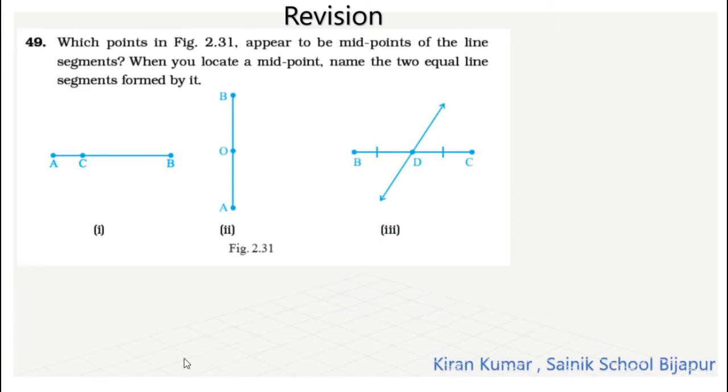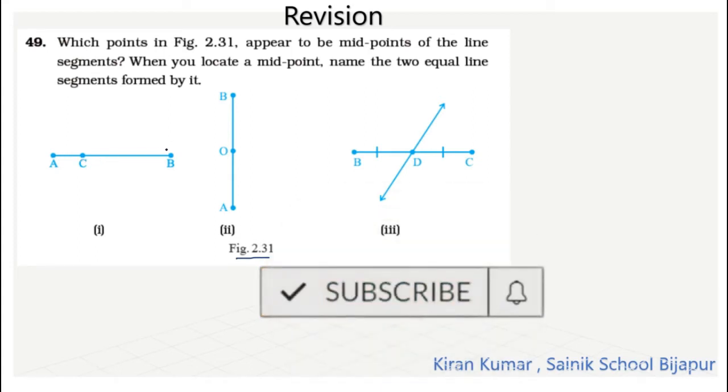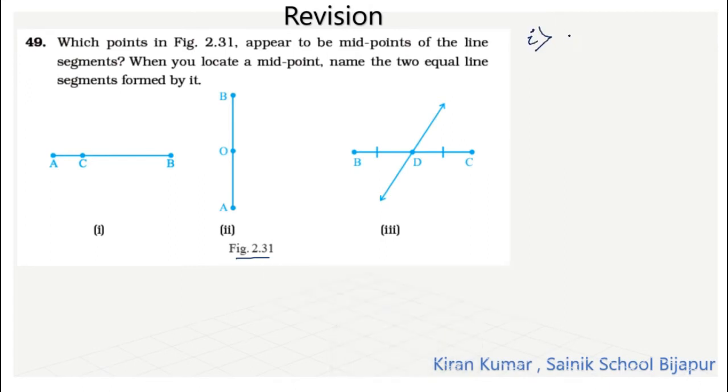Question 49. Which points in the figure 2.31 appear to be the midpoint of the line segments? When you look at a midpoint, name the two equal line segments formed by it. If you look at figure 1, it's very evident that the line segment AC is very small compared to the line segment BC. So in the first figure, there is no midpoint.